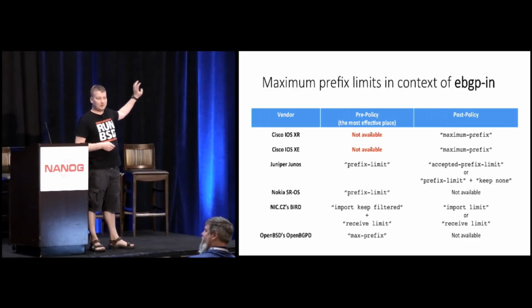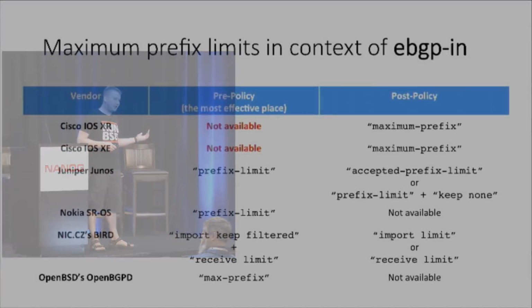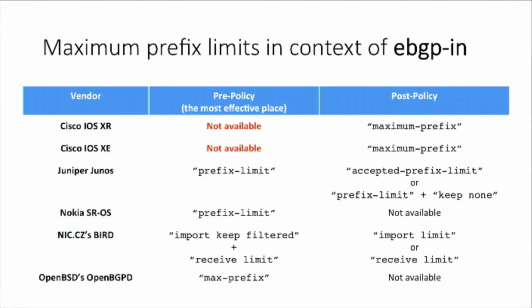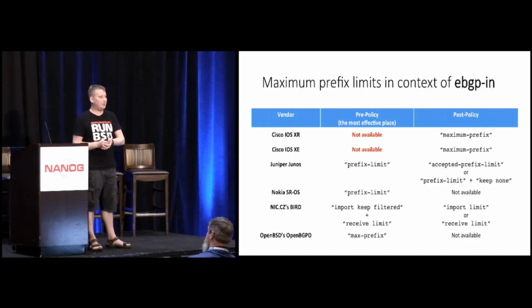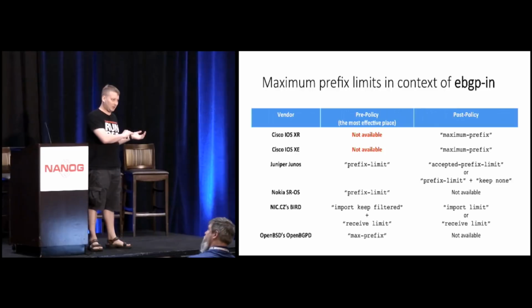Use this table to match it against your own configurations to figure out whether you're actually doing the limits pre or post policy. I was not aware for some of these platforms that accepted prefix limit was post policy, but that on Junos, prefix limit combined with keep none also becomes a post policy limit rather than a pre policy limit.